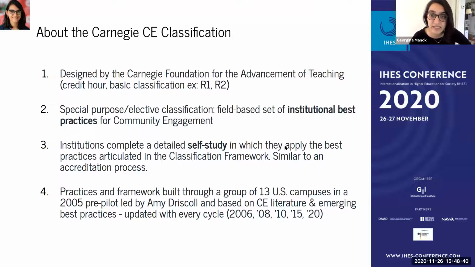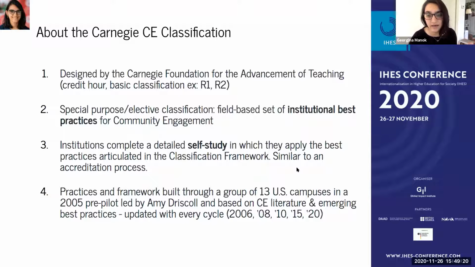It's kind of like a self-study or an accreditation process that is meant to articulate whether or not these campuses are following some agreed upon best practices in community engagement and institutionalizing community engagement in their institutions. So the first version of this classification started with a pilot in 2005, led by Amy Driscoll, who was an affiliated scholar with the foundation at the time, and 13 universities. It was also based on literature in the field of community engagement at the time and emerging best practices from what people were doing at the time of the pilot.